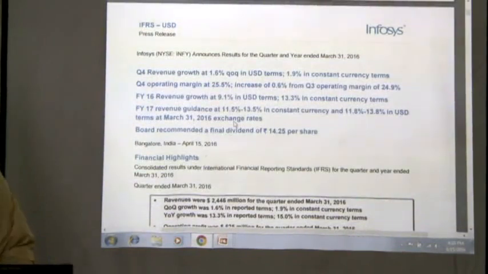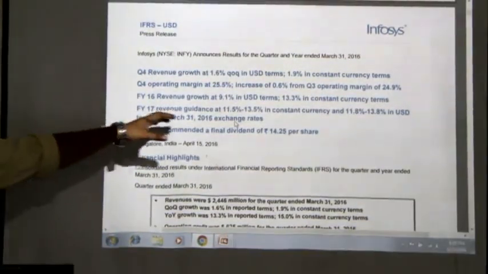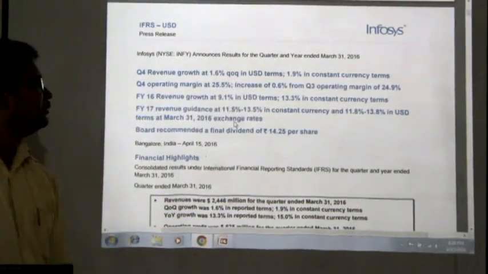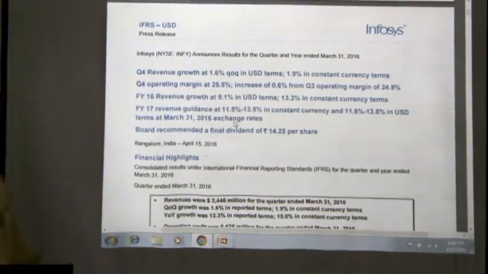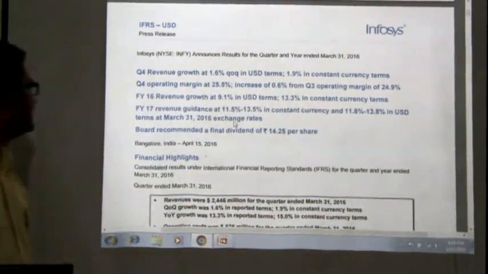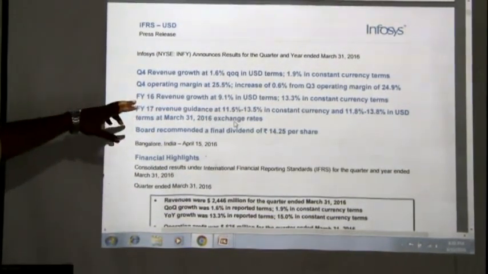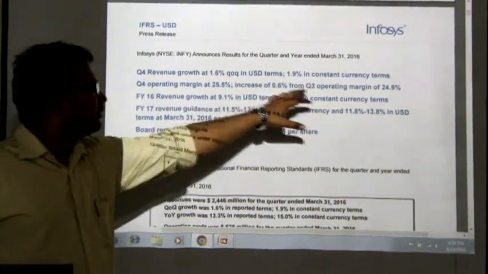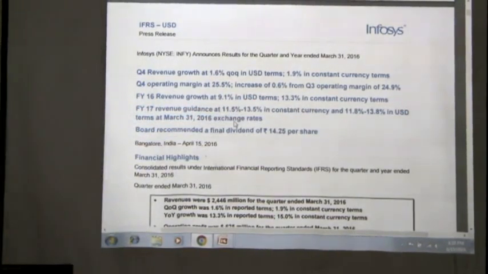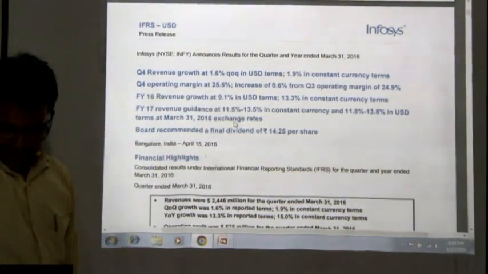Again, the whole statement they have given on highlights. Q4 revenue growth was 1.6% quarter on quarter in USD terms, and in constant currency terms it is 1.9%. They have also given that the Q4 operating margin is at 25%, an increase of 0.6% from quarter 3, and the operating margin for the year is 24.9%.